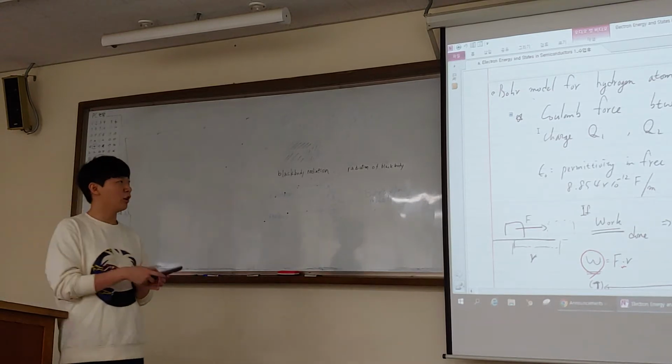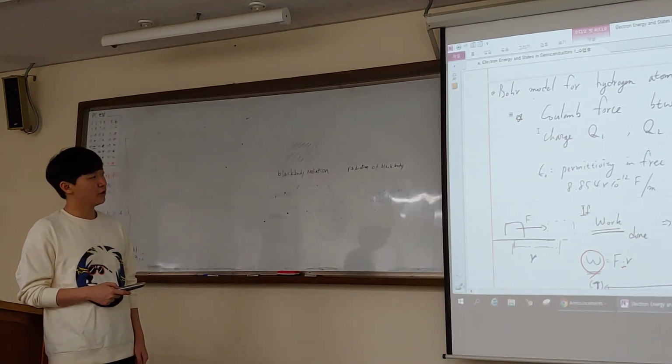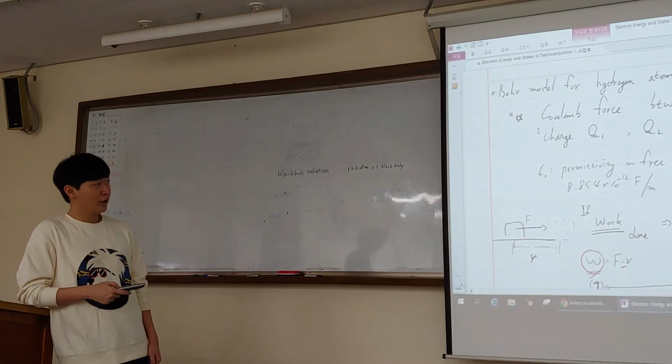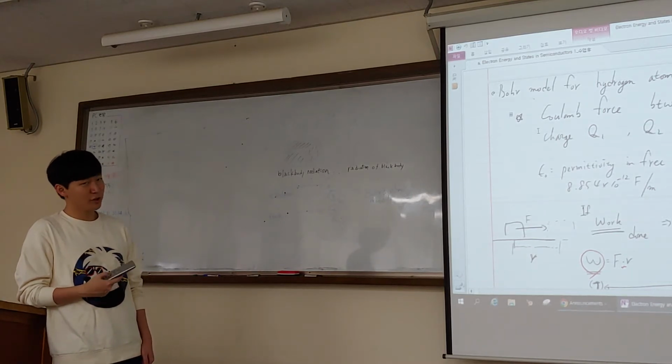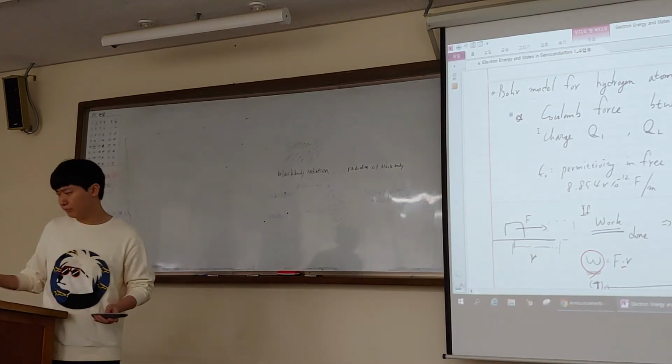The Coulomb force between two particles is F equals Q1, the electric charge, times Q2, the minus charge, divided by the surface of the circle and the permittivity of free space.